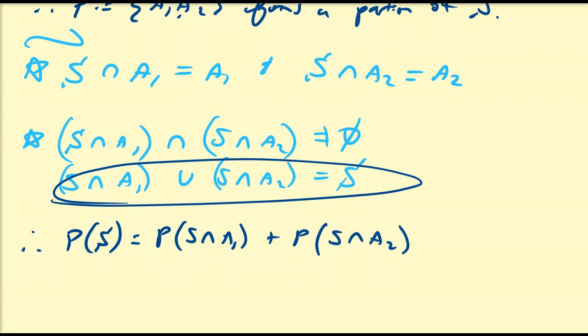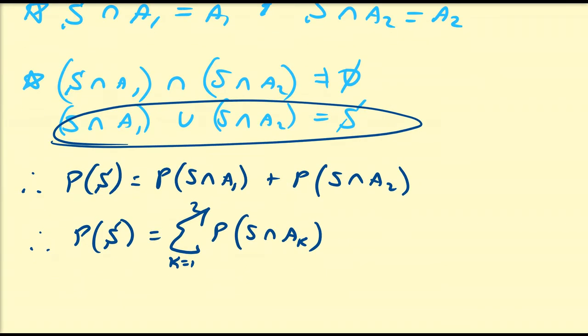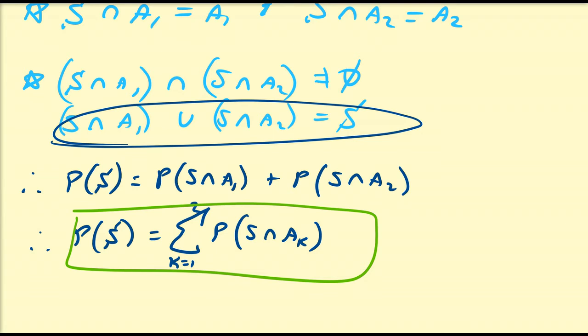I can rewrite this in a more condensed form using summation notation, because the only difference here is that A1 and A2 have different indices. So we can instead rewrite this as the sum from k equals 1 to 2 of the probability of S intersection AK. We're going to do this because we're going to generalize this in just a moment.